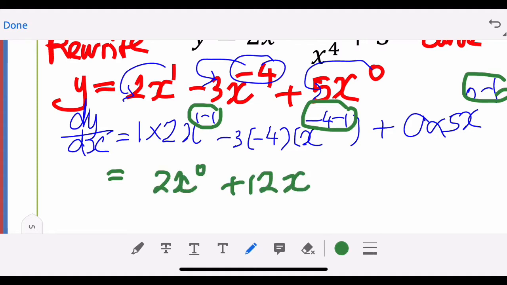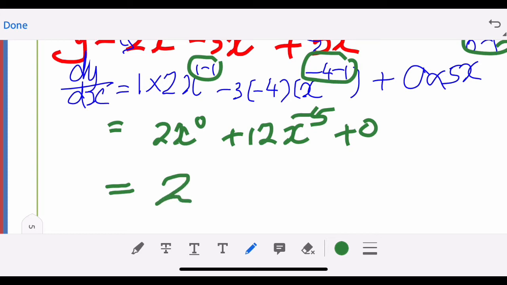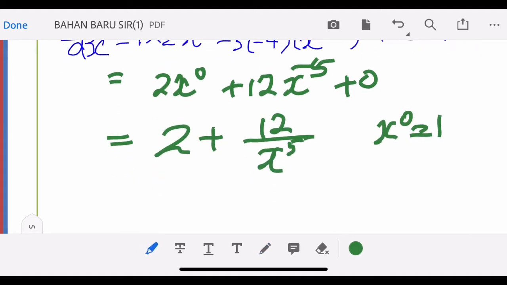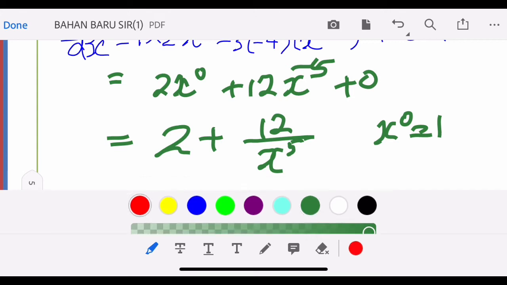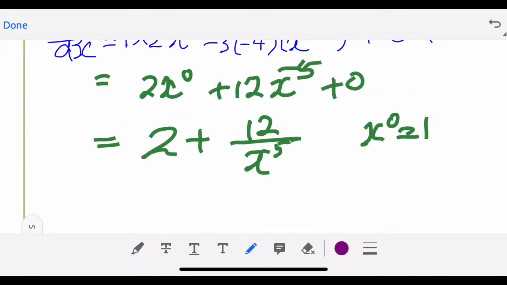So you have 2x power 0 plus 12x power negative 5, and then 0 times anything is also 0, right? So x power 0 is always 1, so 2 times 1 is 2, and then 12 over x power 5. Remember, x power 0 is always 1, alright? Anything to the power of 0 is 1. Even a love shape to the power 0 is also 1. So please remember that, alright?